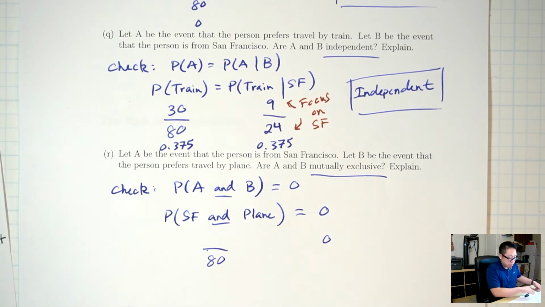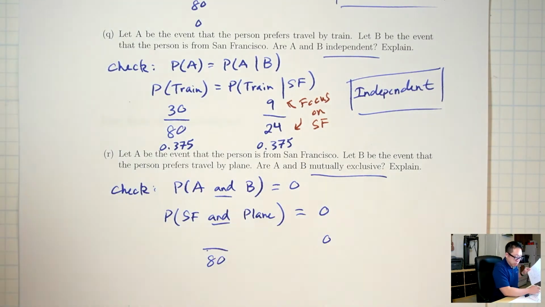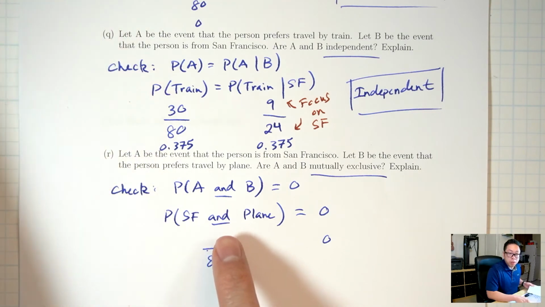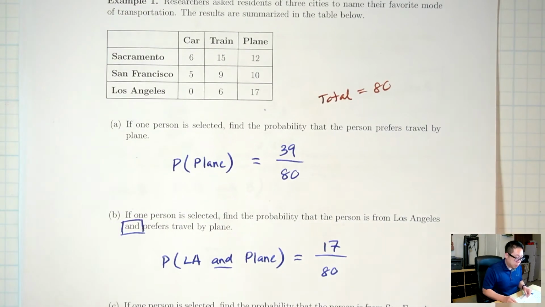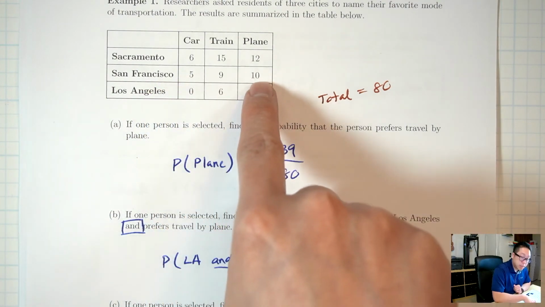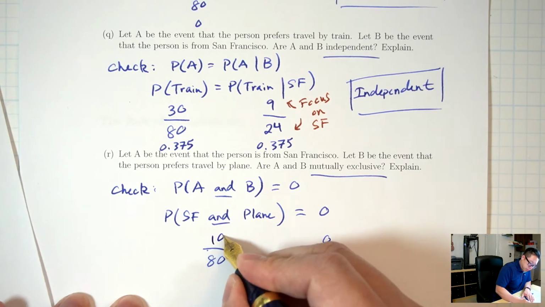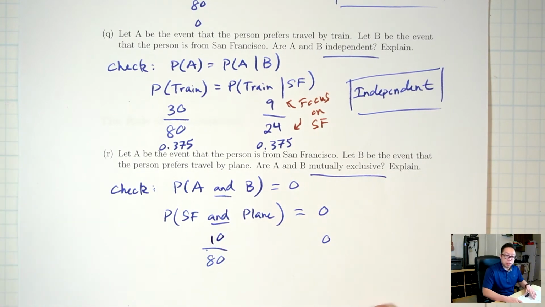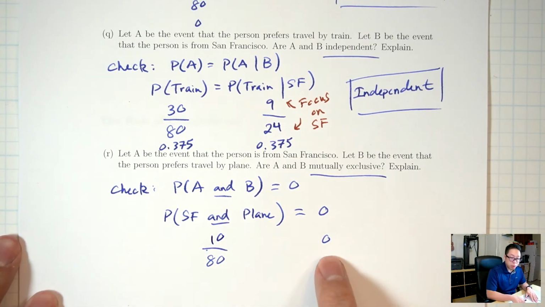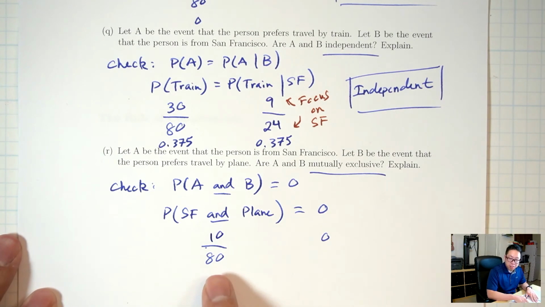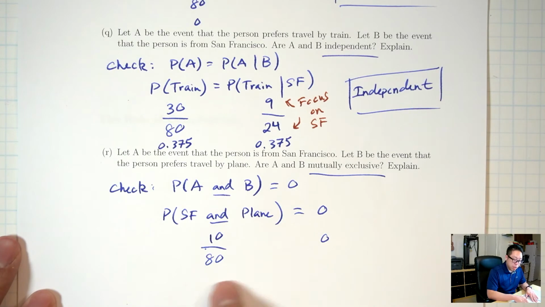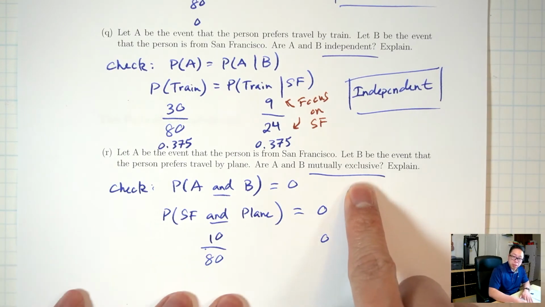And the top, I want San Francisco and plane. And remember, that should refer to just a single box. San Francisco plane, 10. Okay, question is, is left side equal to the right side? You can check on your calculator if you want, but definitely 10 over 80 is not equal to 0. So if they're not equal, then it's not mutually exclusive.